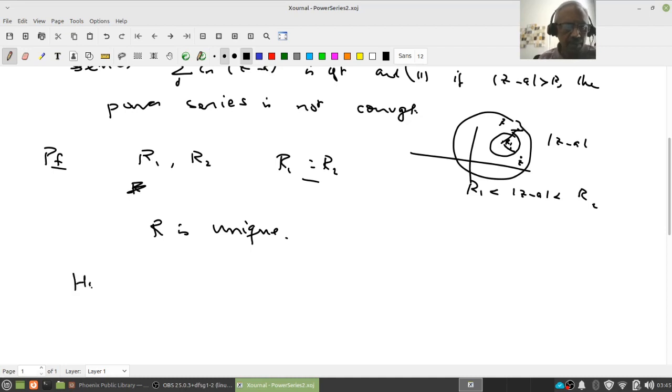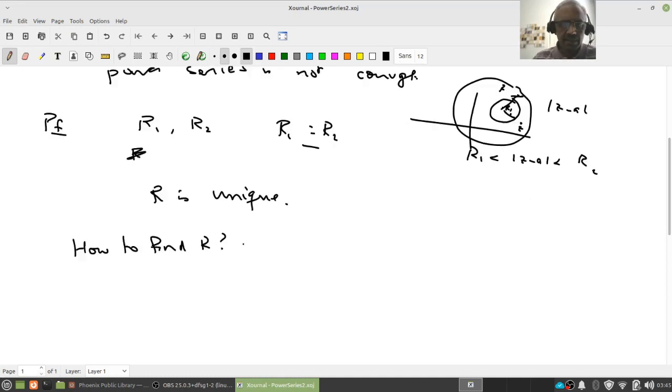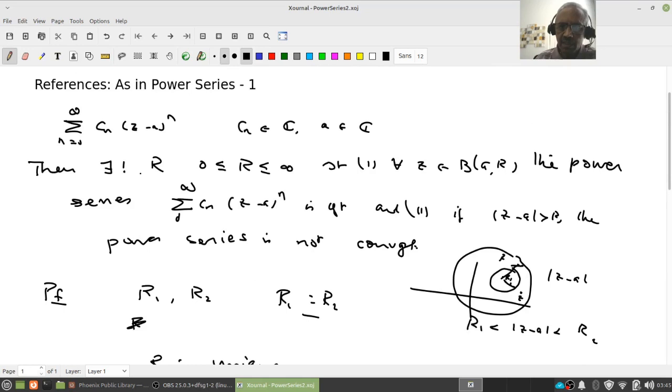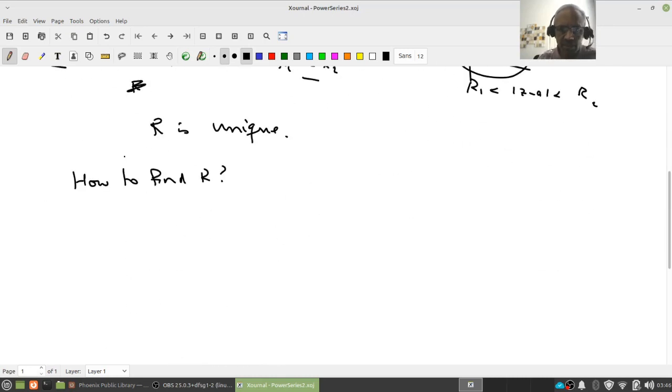Now how to find it? That is again, you just have to think. Let us see, suppose I look at the property. It said that for z in B(a, R), the power series is convergent. If z is outside this open ball, in fact outside the closed ball, because I want mod z minus a to be greater than R, not greater than or equal to R, then this power series is not convergent, it is divergent. So how do you think I can find R?